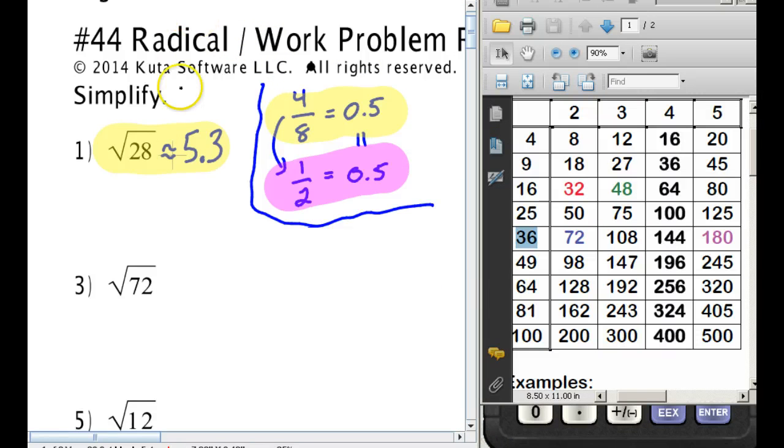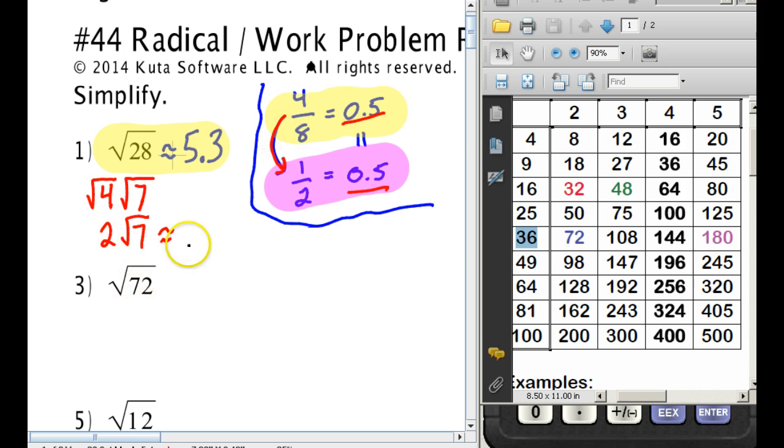What perfect square goes into 28? Okay. So which one of these goes into 28? 4. Yeah. So this is root 4 times root 7, right? Which equals 2 times root 7. So that's kind of like the reducing from 4/8 to 1/2. We now have reduced it, but now let's verify we do get the same decimals we did before.